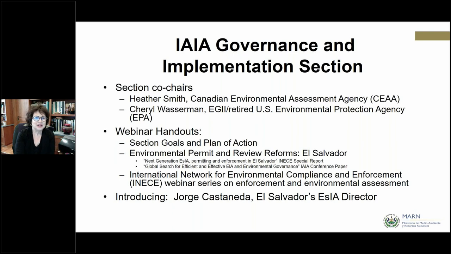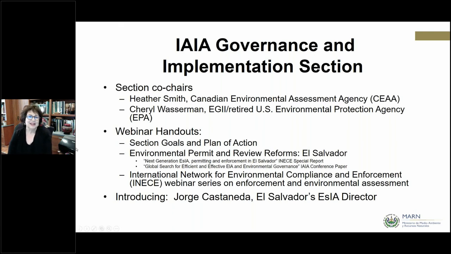Our presenter, Jorge Castaneda, is the manager of the Environmental Assessment Department of the Ministry of Environment and Natural Resources of El Salvador. He started in that position in February 2016 to today, and is involved in helping make the reforms happen. He also knows firsthand what makes the job so difficult.